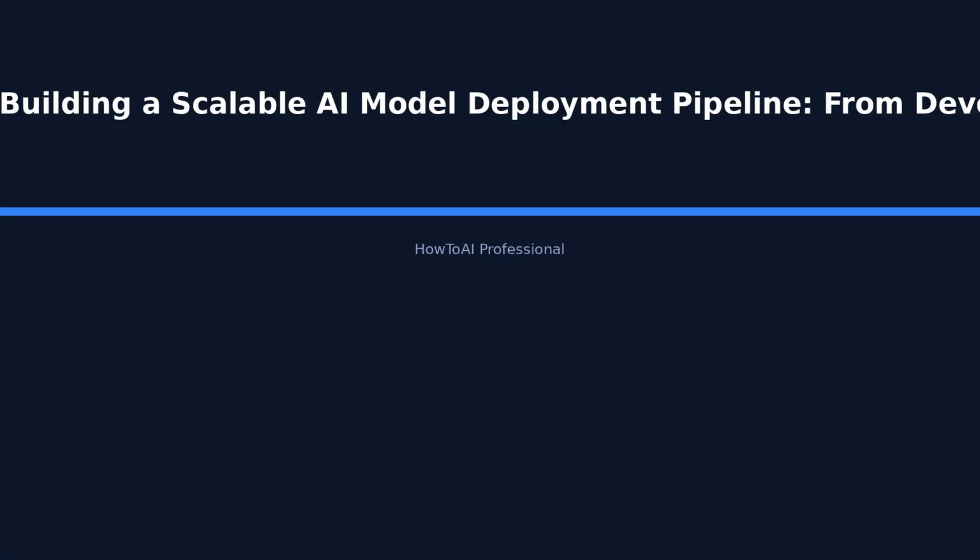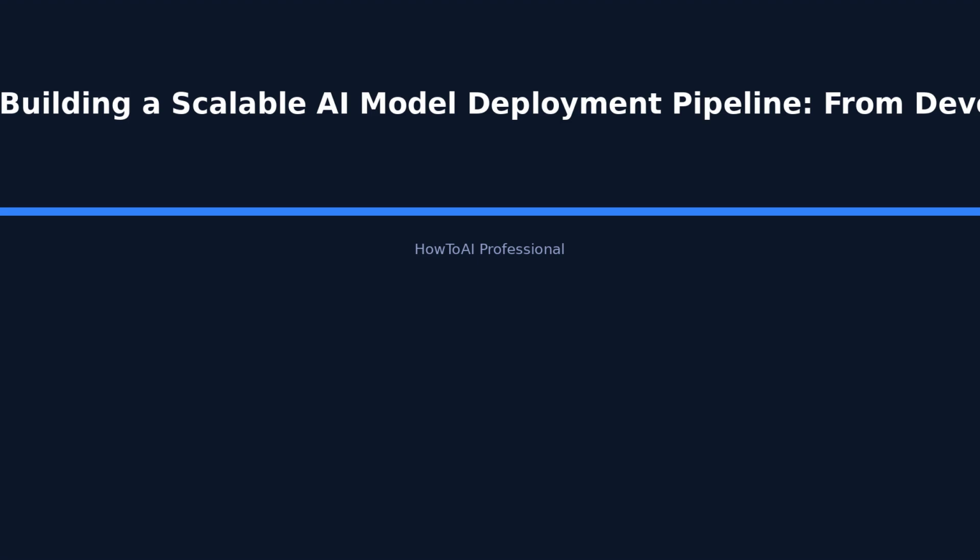Section 2: What is a deployment pipeline? Now that you understand the lifecycle of an AI model, let's discuss what a deployment pipeline is. A deployment pipeline is a set of automated processes that allow you to build, test, and deploy your AI models smoothly and consistently. It serves as a bridge between development and production. By automating these processes, you reduce human error and significantly speed up deployment times.